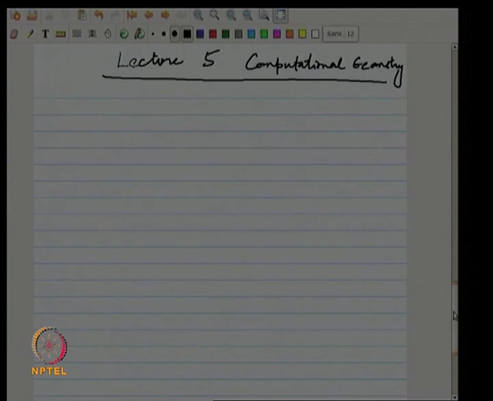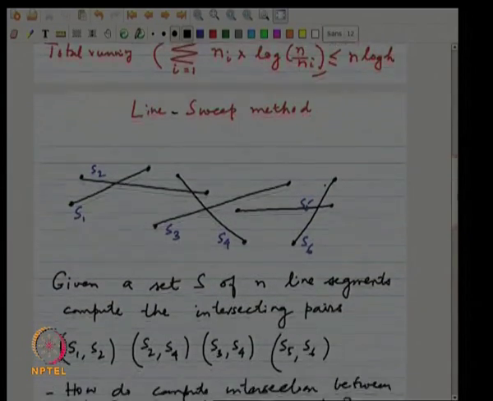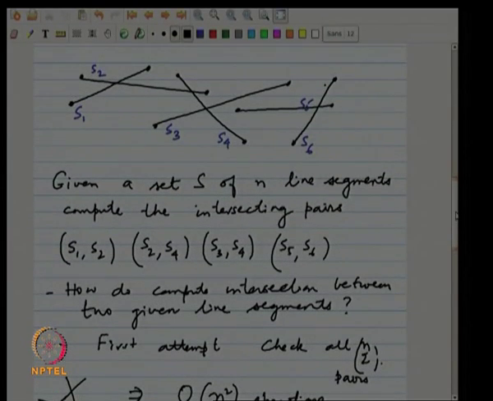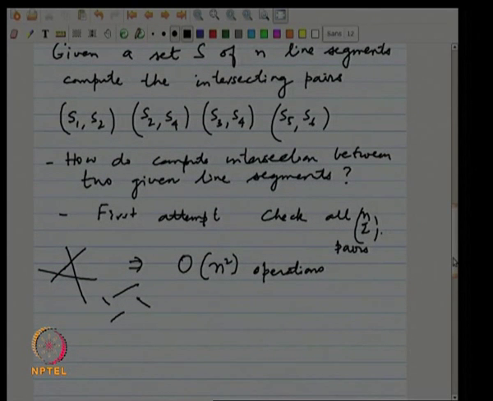Let me do a brief recap of what we did yesterday. That was essentially an illustration of the technique of line sweep for the problem of finding pairwise intersections of given line segments, right. So given a set of line segments, we want to find all the intersecting pairs, and we would like to do it in time that is proportional to the actual number of intersections.